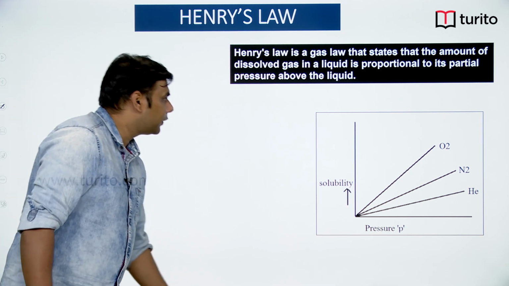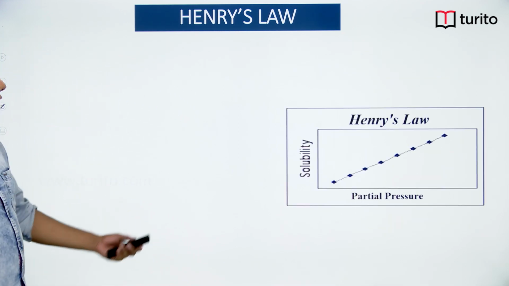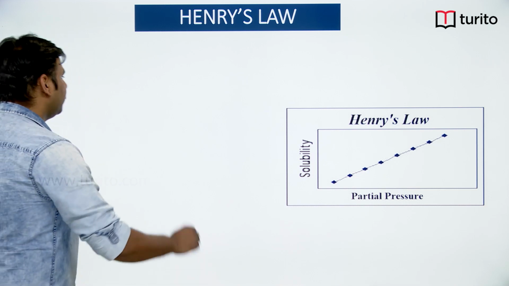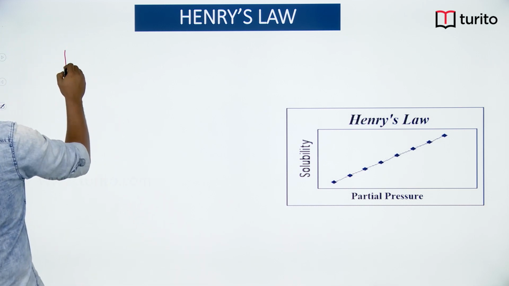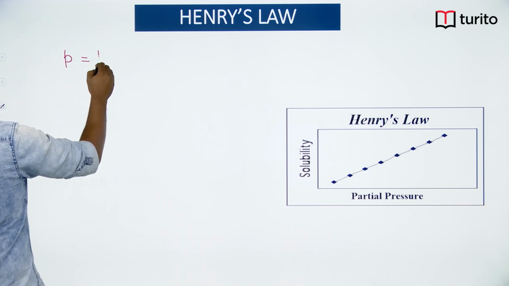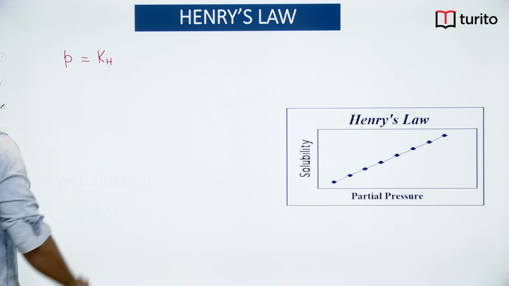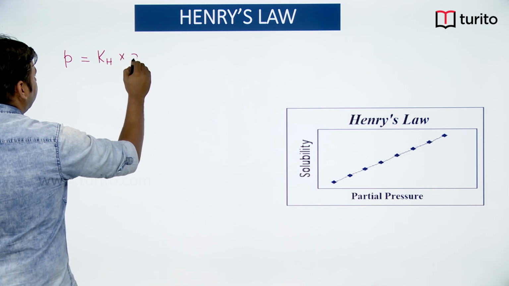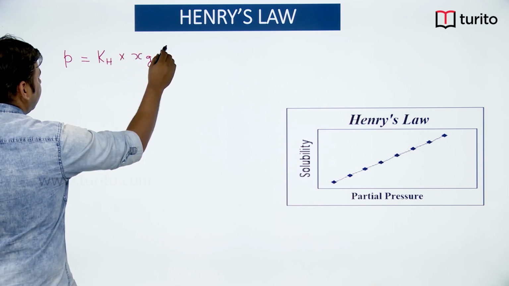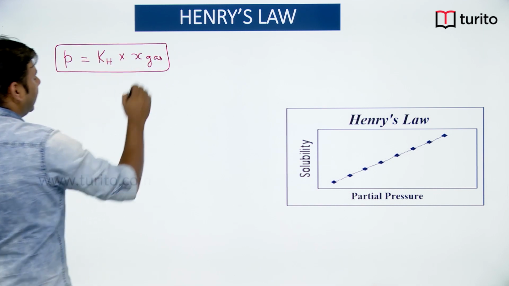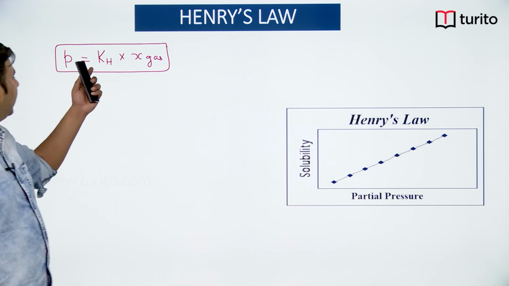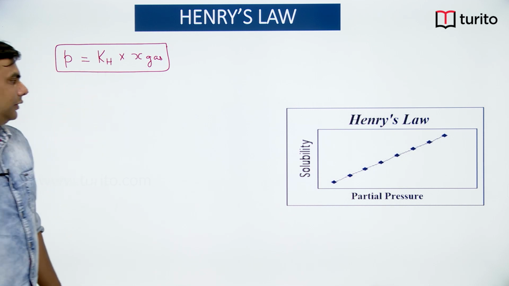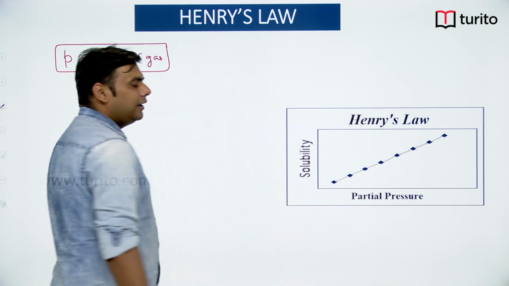If you look at the graph, this is the graph of Henry's law. So now we know that Henry's law says that the partial pressure of the gas is equal to Henry's constant into the mole fraction of that particular gas, where Kh is the Henry's constant. If you look at this, solubility gradually increases with increase in the partial pressure.